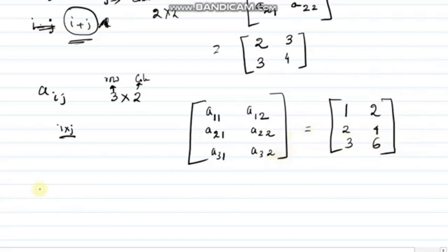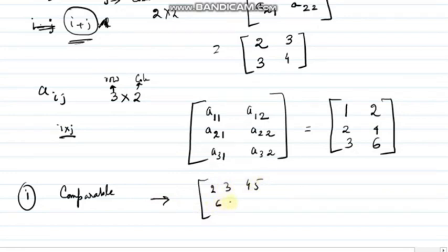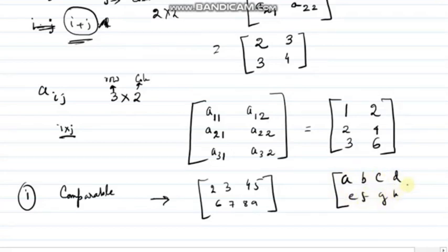Now let's learn some terms in matrices. All of you understood the concept of row number and column number. The first term that we are going to learn is comparable matrices. What are comparable matrices? If two matrices have the same number of rows and columns. Suppose I am writing two matrices: 2, 3, 4, 5, 6, 7, 8, 9. How many rows do I have? 2 rows, and how many columns? 4 columns. Another matrix I am writing: A, B, C, D, E, F, G, H. Same, we have 2 rows and 4 columns.